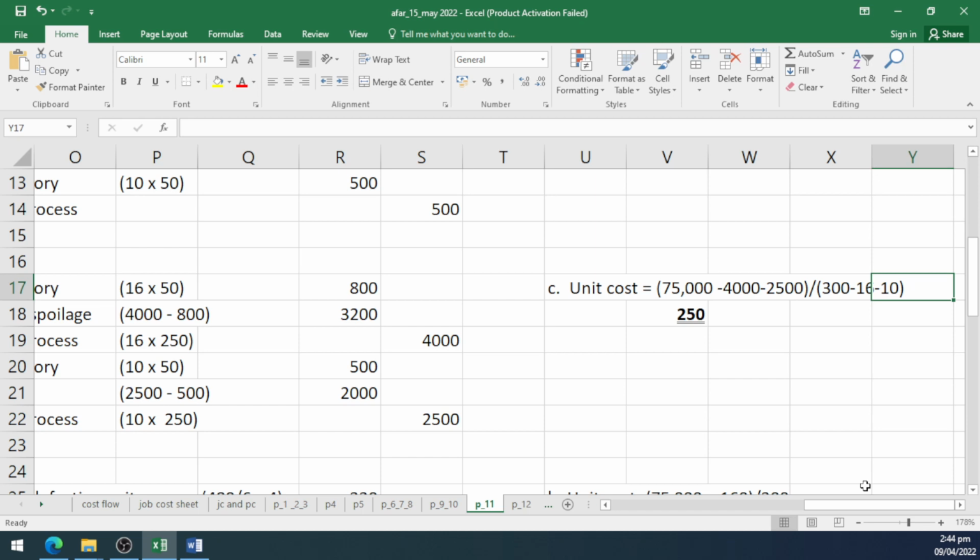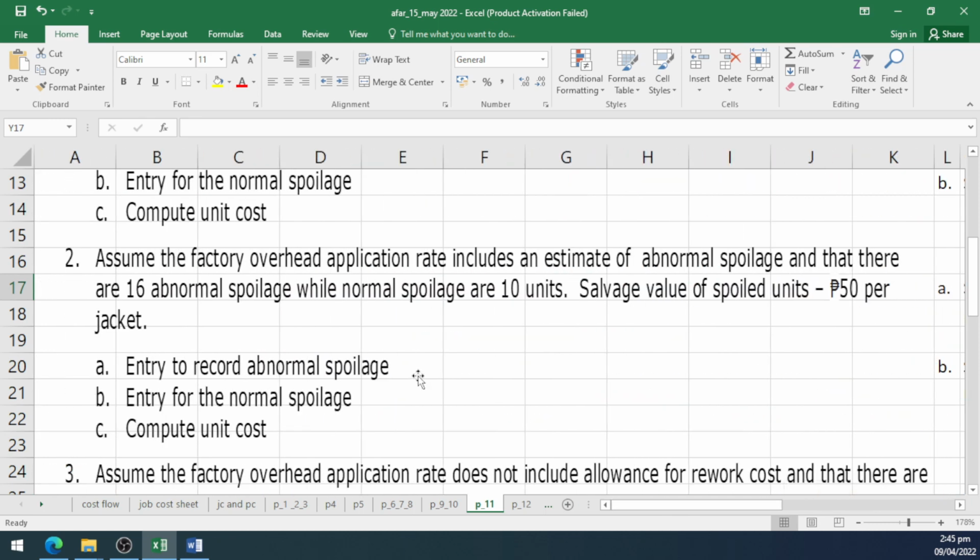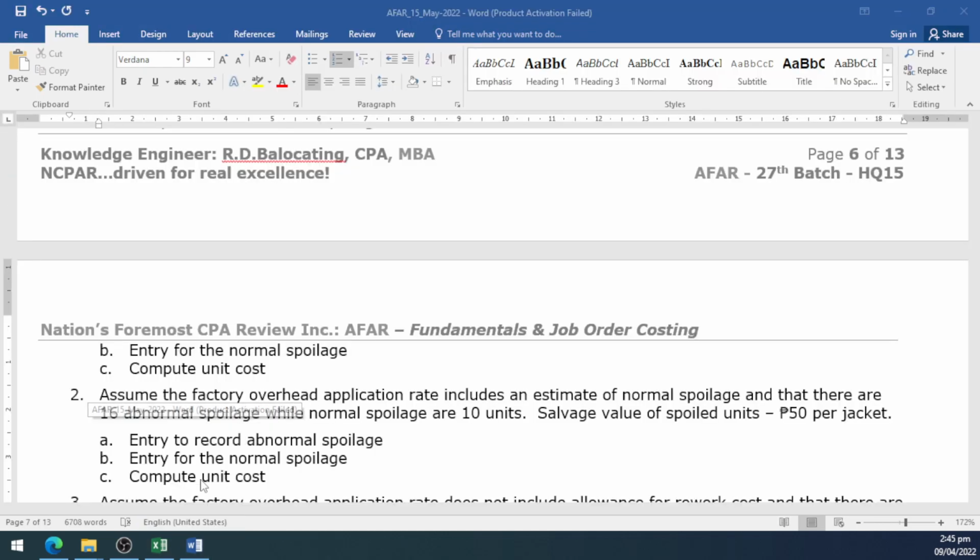Oh, ilan magkano yun? 75 minus 6,500. 68,500. Yun ay cost ng 274 units. Pag dinivide mo sa 274 yun pa rin yun, 250 eh. There is no change in the unit cost pag charge to all job or charge to factory overhead control. Okay? Yan po. Okay, so that's for spoilage.